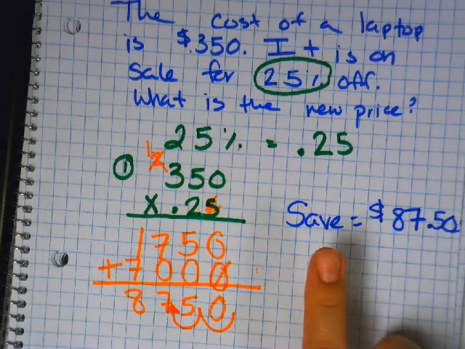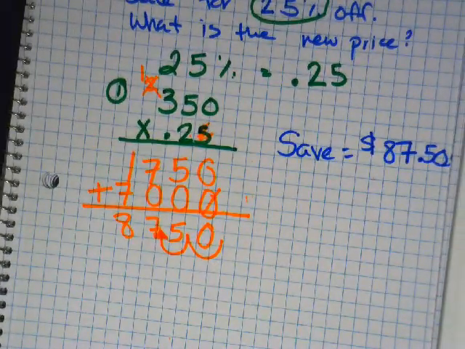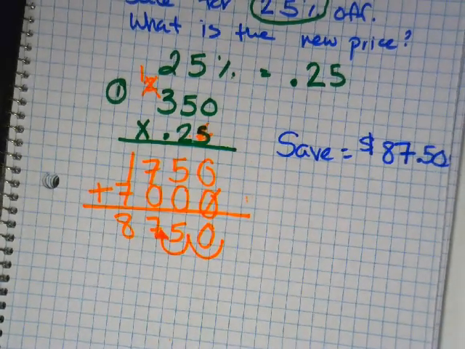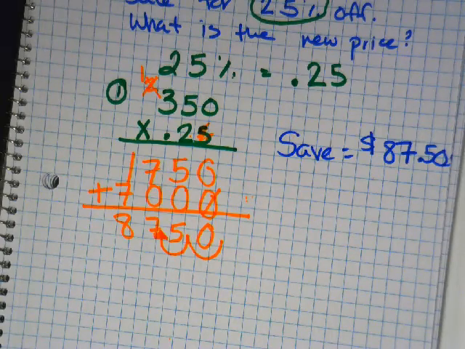Okay, so your first answer is how much you're going to save. I'm going to save $87.50. Yay. Now you subtract that from the price. Yes, now I subtract. What's the number one thing we got to be careful with when we subtract? Line up the decimals.